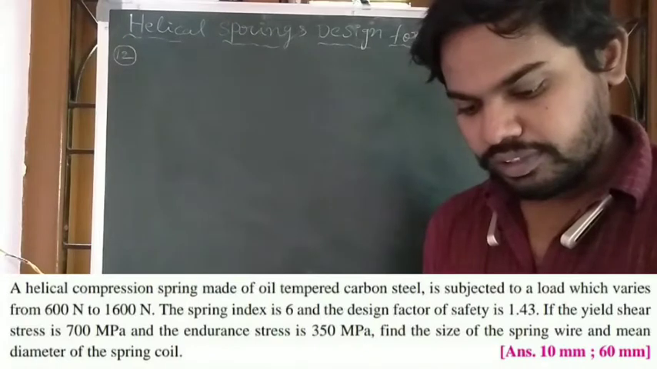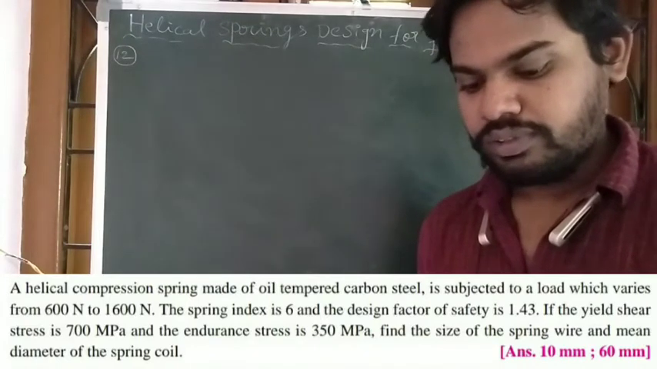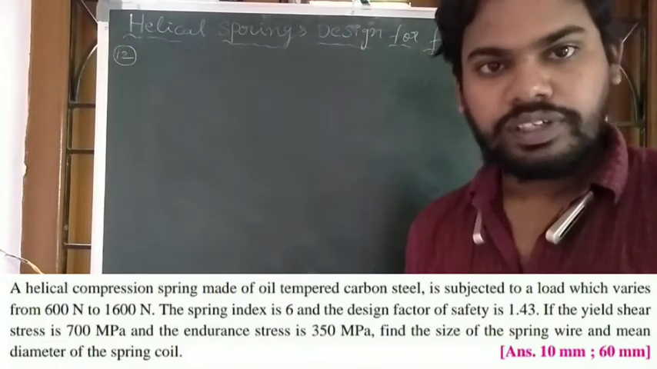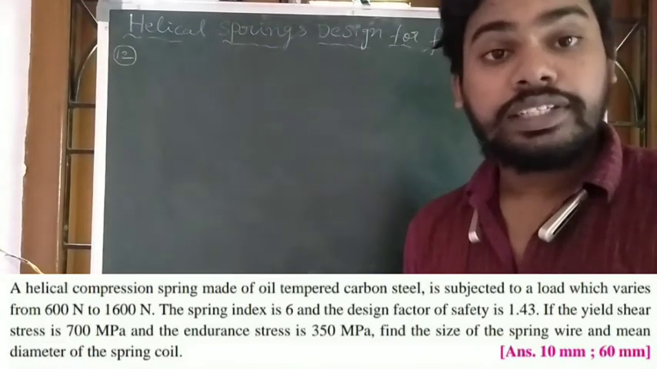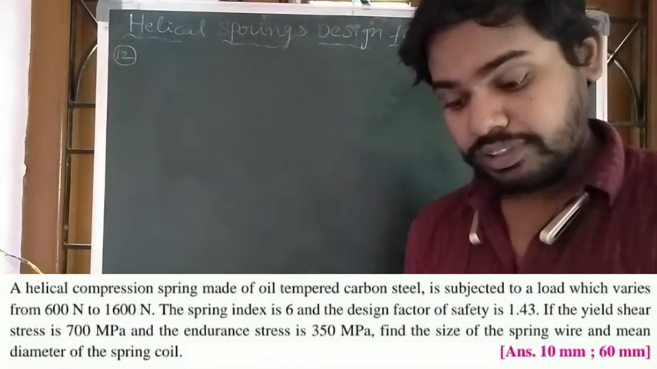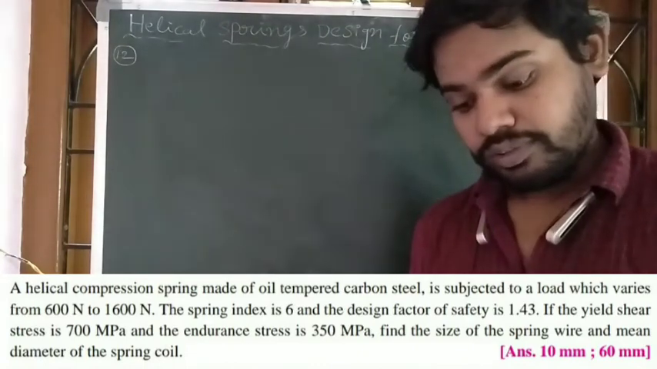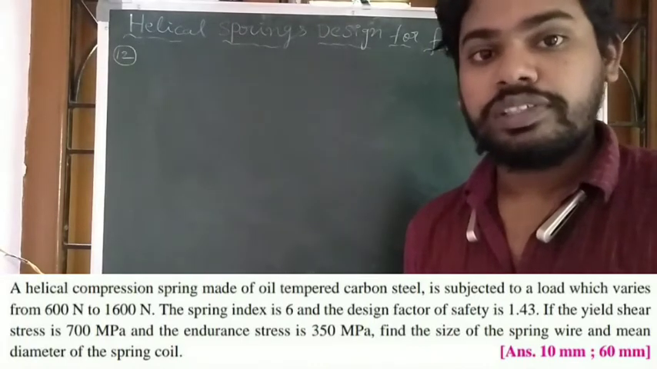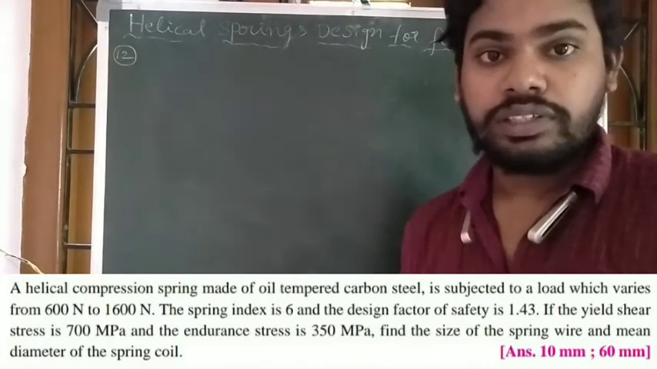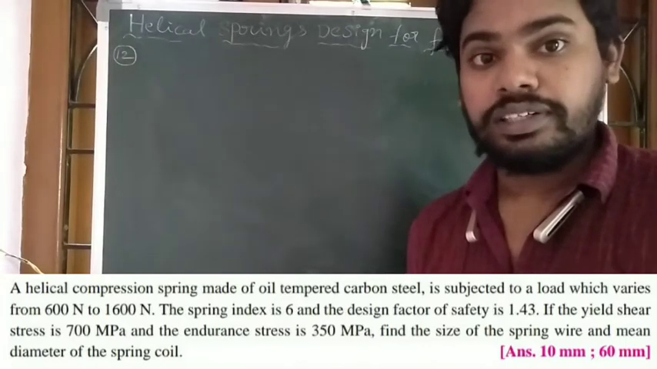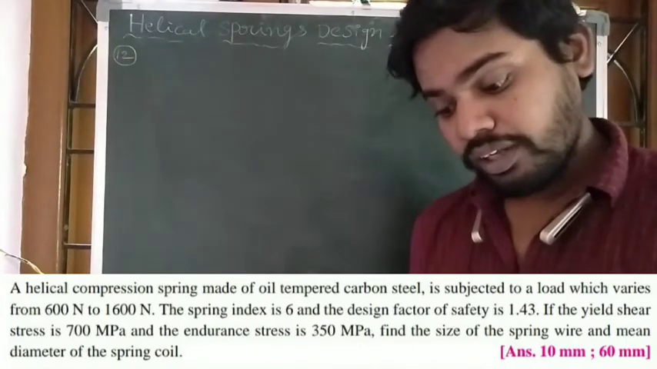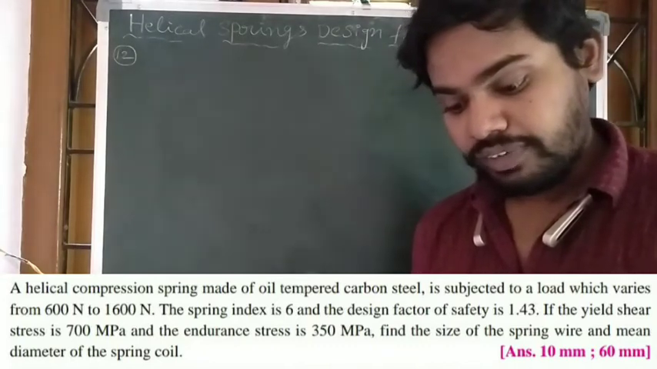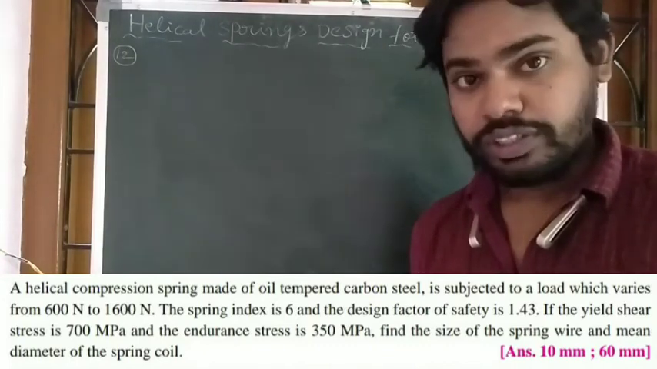The load varies from 600 newton to 1600 newton. Here the spring is subjected to fluctuating loading or fatigue loading, which varies from 600 newton to 1600 newton. So the minimum load is W minimum equal to 600 newton, and the maximum load is 1600 newton. The spring index is 6, and the design factor of safety is 1.43.